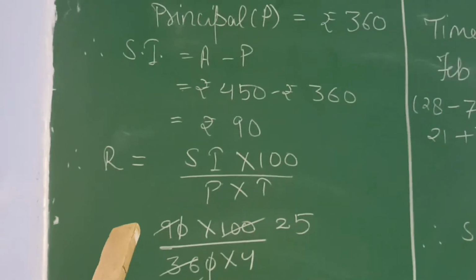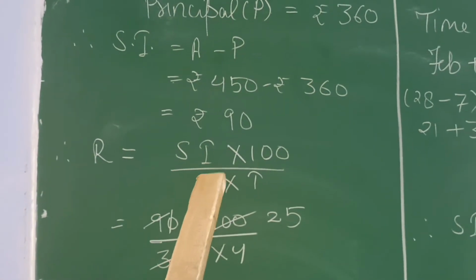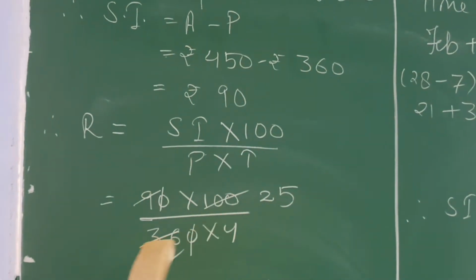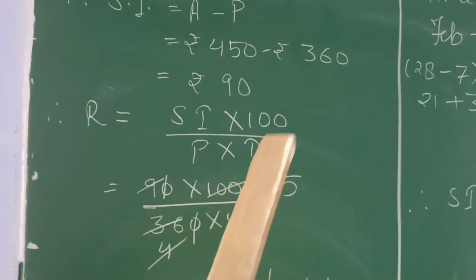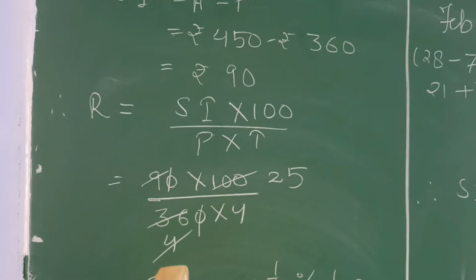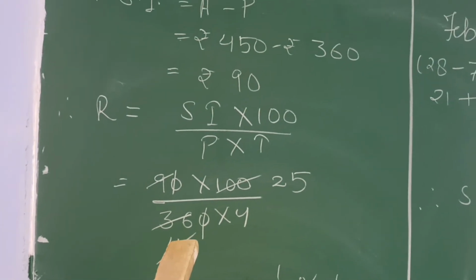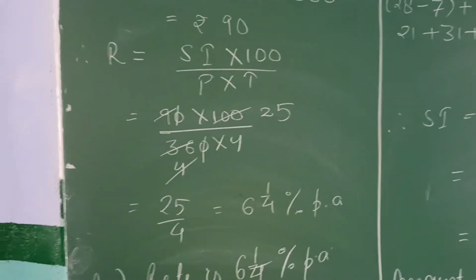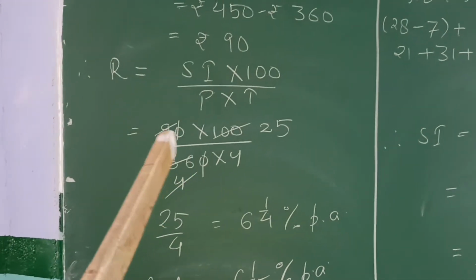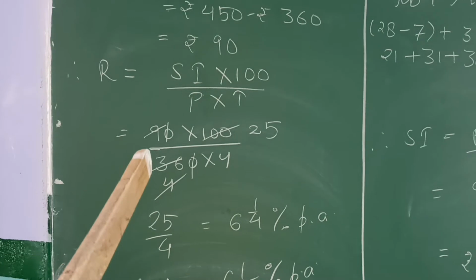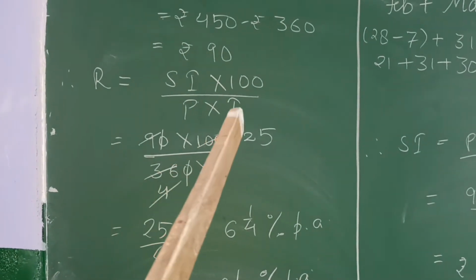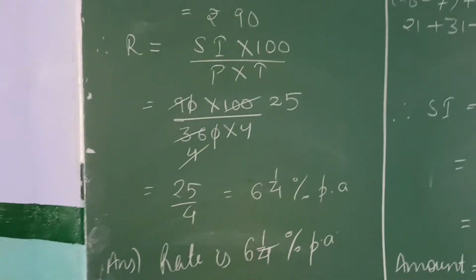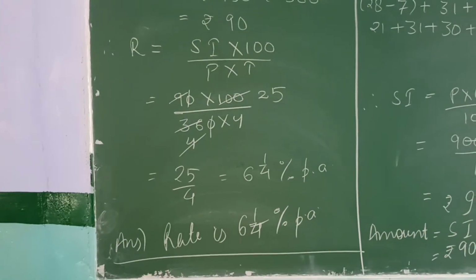Now we can use the formula for the rate. The formula for the rate is SI into 100 upon P into T. Now we will put the values. In place of SI we will put 90 into 100 upon, in place of P we will put 360, in place of time we will put 4. Now we will simplify. The zeros I have simplified, and 9 and 36 I have simplified, we are getting 4. 4 and 100 we have simplified, we are getting 25. 25 upon 4, that is 6 whole 1/4% per annum.